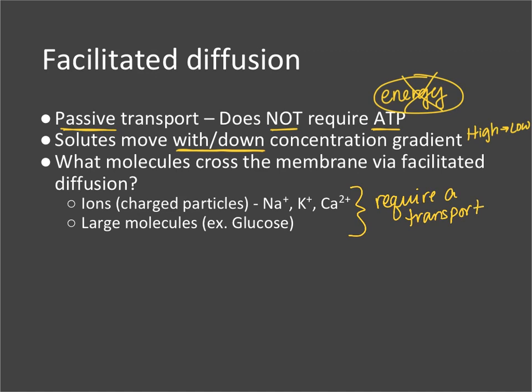So things that don't require a transport protein are going to be able to cross the cell membrane by simple diffusion. But things that require a transport protein are going to travel by facilitated diffusion. So these are things like our ions and other charged particles. Remember that other charged particles include things that are polar, which means that they're hydrophilic, which means that they are either attracted to water or water soluble.